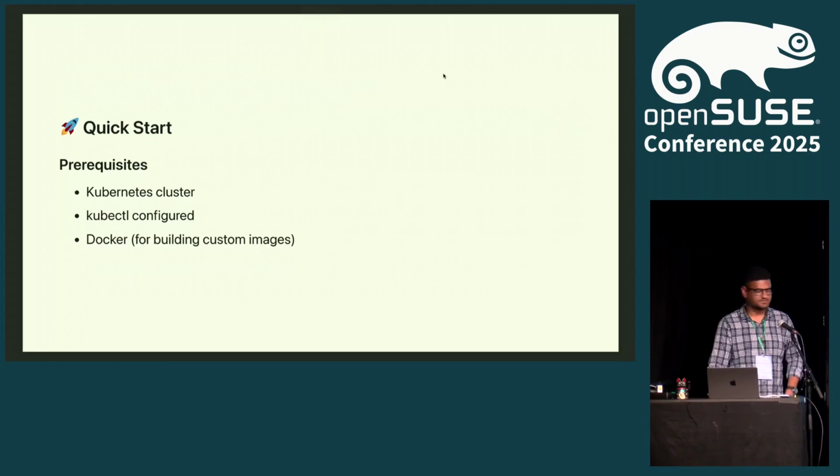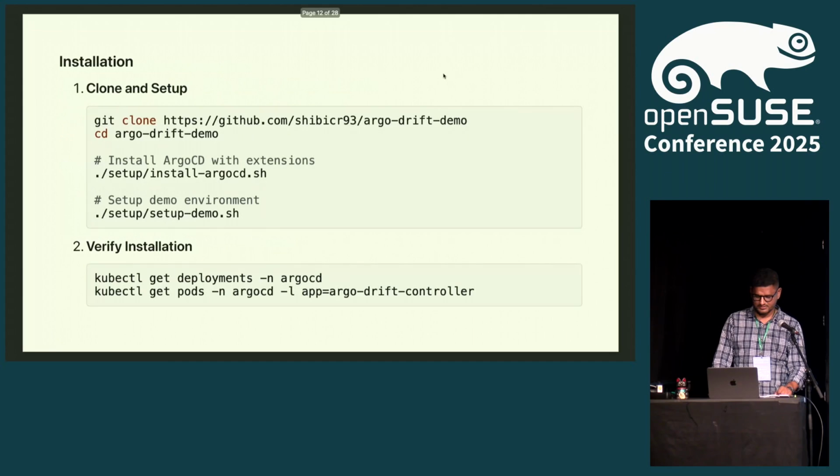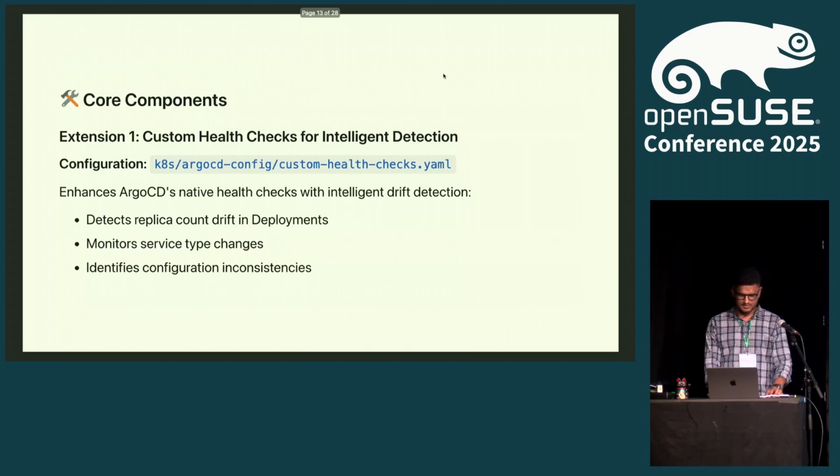And for the quick start on this demo, what we need is a Kubernetes cluster, kubectl configured, and Docker for building the images. So I have set up this demo in such a way that even if you go home after this, you'll be able to run this demo in your local. And maybe if you're still interested, you could implement it in your organization and in your teams.